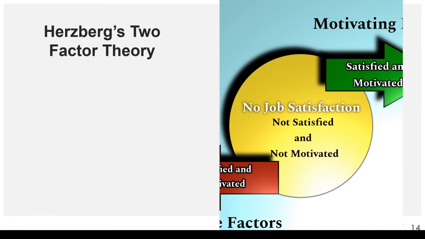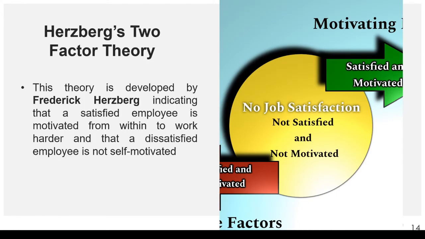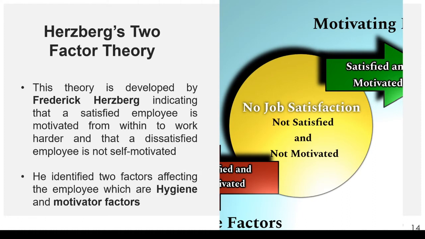The second theory is all about Herzberg's two-factor theory. This theory is developed by Frederick Herzberg, indicating that a satisfied employee is motivated from within to work harder and that a dissatisfied employee is not self-motivated. Herzberg identified two factors affecting the employee's motivation, which are hygiene and motivator factors. These are the two factors he classified.